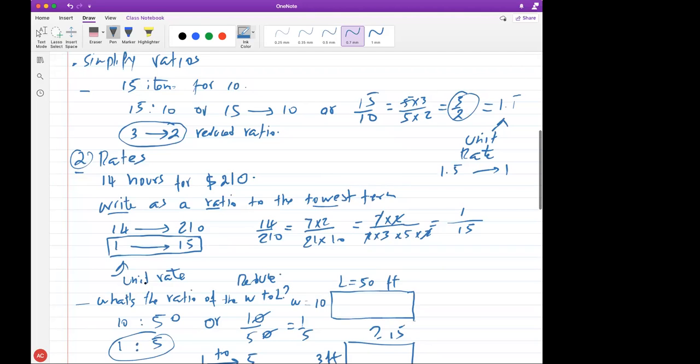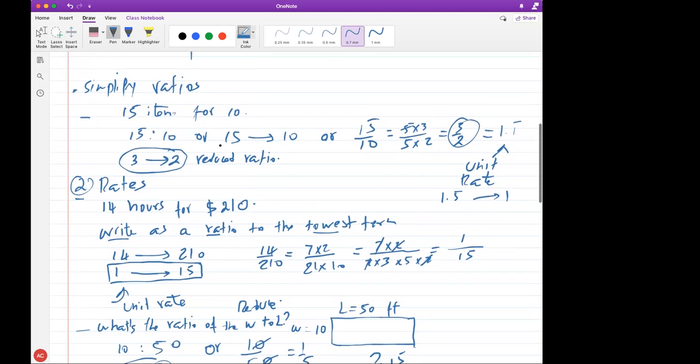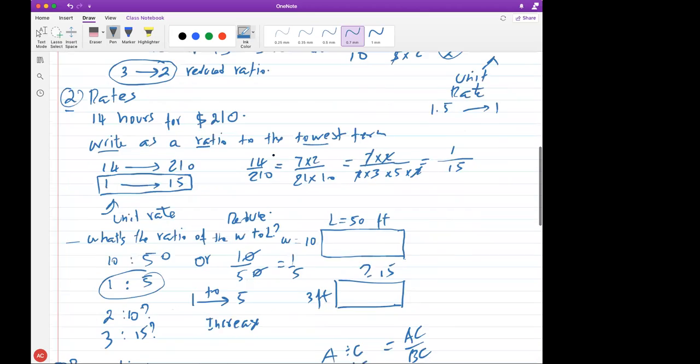If you're looking for unit rate, divide one by the other. If you're just reducing, if the question says reduce the ratio, then you don't have to divide one by the other, but write them as a fraction and reduce them. Divide them by the same number. That's the difference.